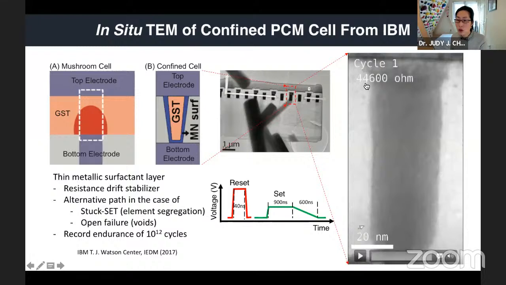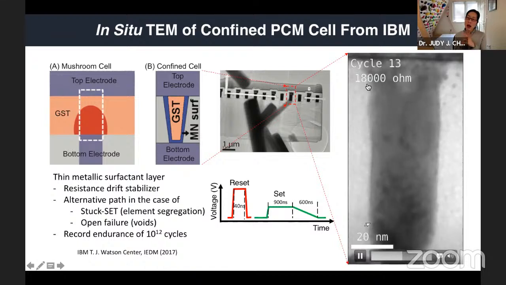The resistance is 44 kilo ohm, and you can see that the intensity is rather uniform. And as we now pulse it, you can see that there are regions that are dark. The regions that are dark are the crystalline regions. The dark contrast is coming from diffraction contrast inside TEM. And you can see that as we cycle between the reset and set pulses, the resistance becomes high and low.